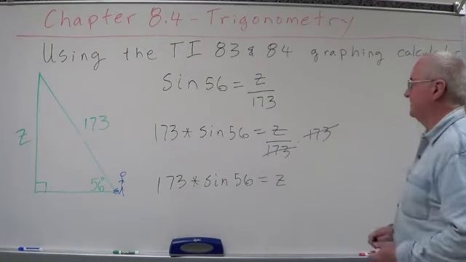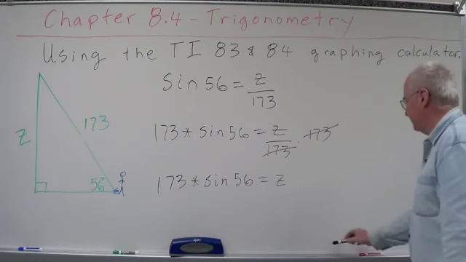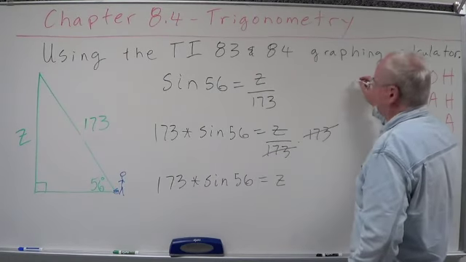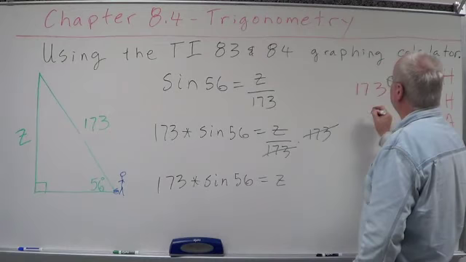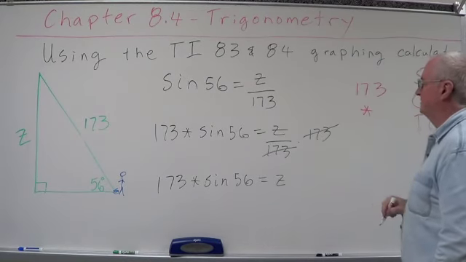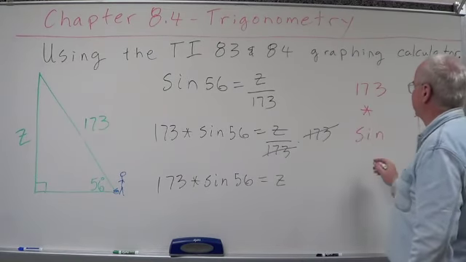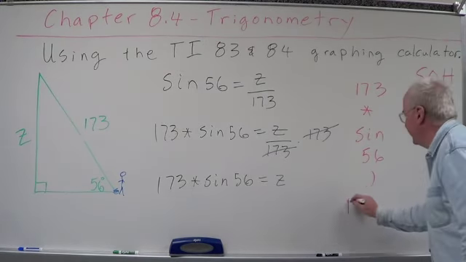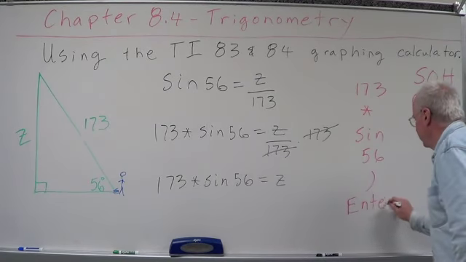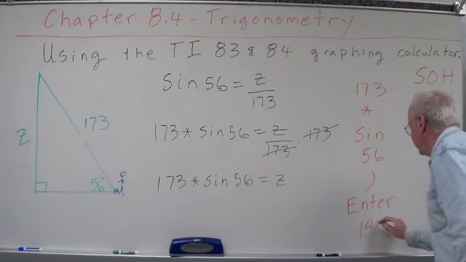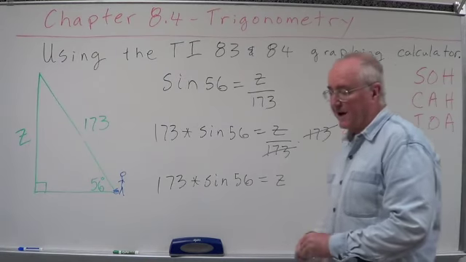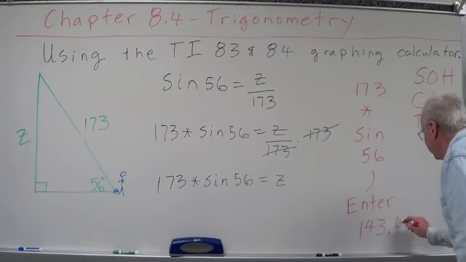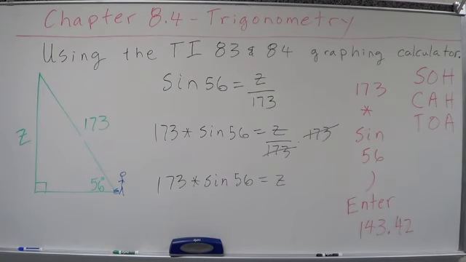Okay? So how do we enter that into our nice little calculator? Well, this is a problem that we came up with. So we would press 173, multiplication symbol, sine 56, close parenthesis, and enter. Now you ought to come up with somewhere real close to 143, because we've already calculated that side before, and I think we got 143.42 or somewhere close to that. Okay? That's what we've been doing.